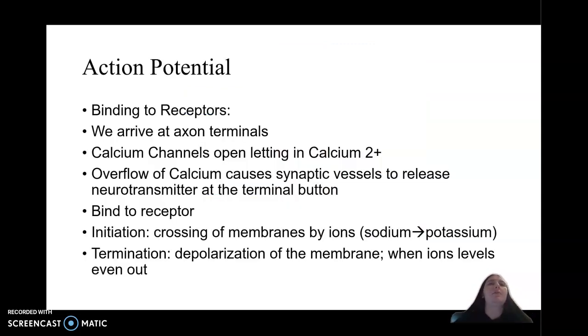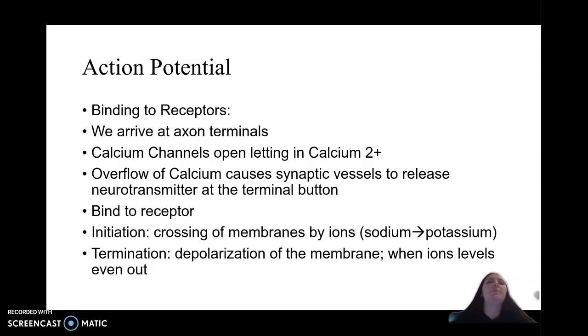In order to bind to the receptor, we must arrive at the axon terminals. The calcium channels open and let in calcium cations. The overflow of calcium causes synaptic vesicles to release the neurotransmitters at the terminal button. The neurotransmitter then binds to the receptor.